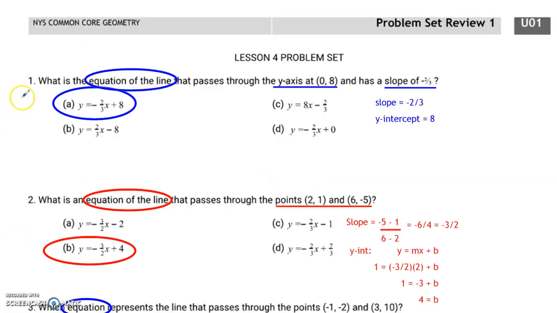All right. The first answer is letter A. The equation of the line that passes through the y-axis at (0, 8), that's the y-intercept, and then it gives you the slope, -2/3. So I can observe that this has the wrong slope. This is +2/3. This slope is 8. It's not -2/3, and this slope is correct, but the y-intercept is wrong. The y-intercept should be 8.